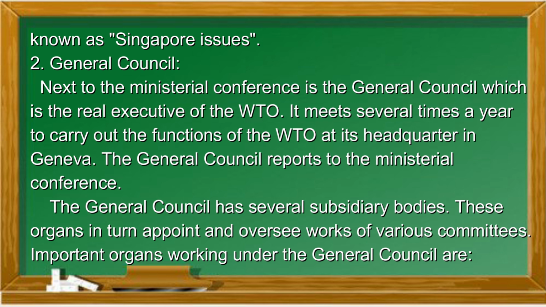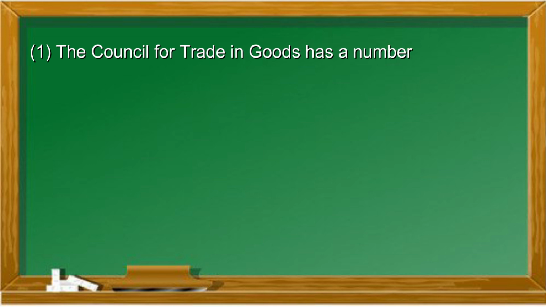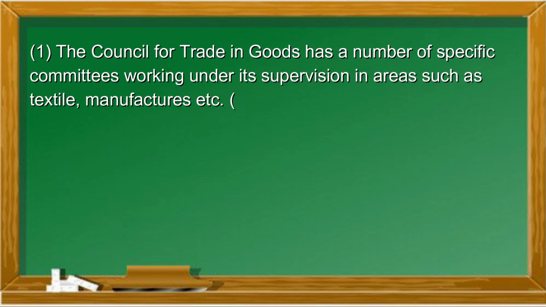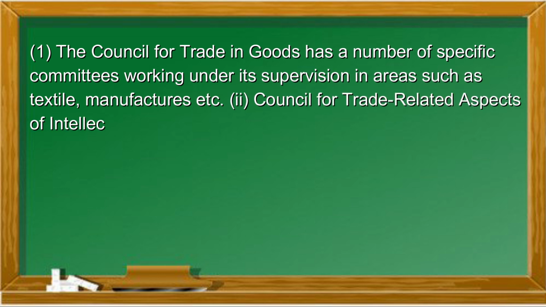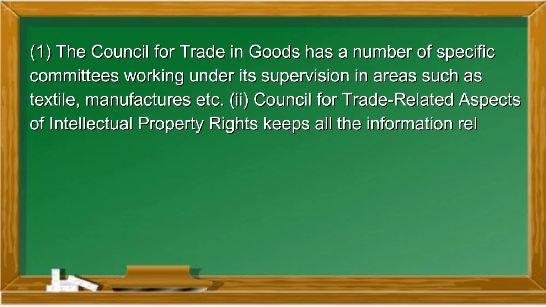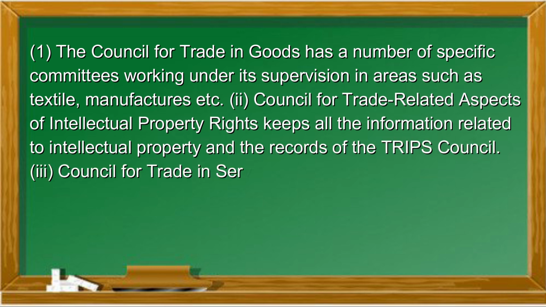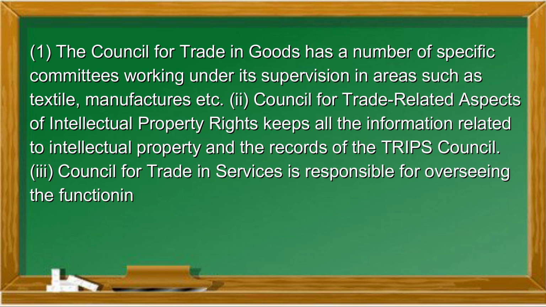Important organs working under the General Council are: 1. The Council for Trade in Goods has a number of specific committees working under its supervision in areas such as textile, manufactures, etc. 2. Council for Trade-related aspects of intellectual property rights keeps all the information related to intellectual property and the records of the TRIPS Council.